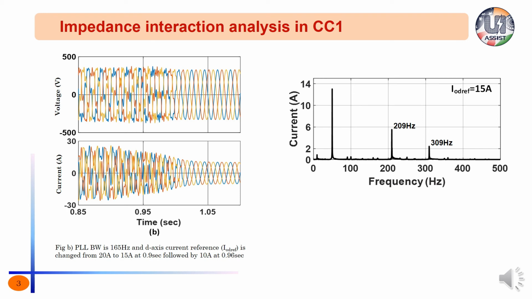Later at 0.96 seconds, reference current is changed from 15 amps to 10 amps and now the system enters the stable state. In the sense, no more negative damping in this frequency range is observed. In summary, harmonic instability caused by negative damping is dependent on operating conditions of the system such as power reference to the inverter, presence of parallel inverters, and even grid strength.